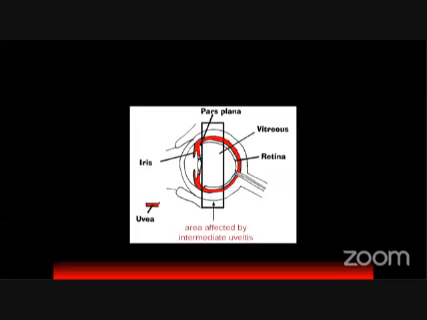Now, intermediate uveitis is a bit of a vague point in uveitis. In intermediate uveitis, the area affected mainly is the hidden area of the eye, the part that we see less. That is the part between the lens and the retina. So we're looking at the pars plana, that area that we never get to actually see on clinical examination. That's the part that is most affected by inflammation.